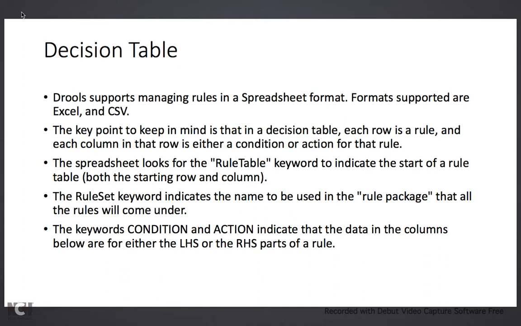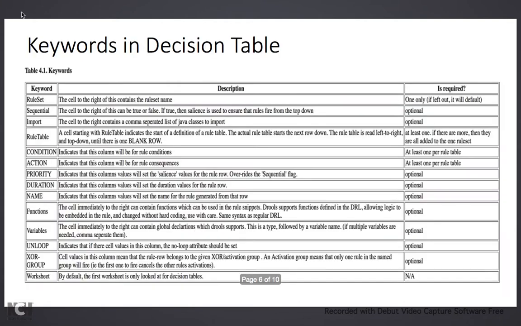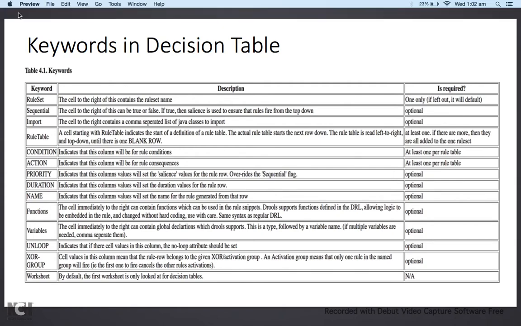It looks for the RuleTable keyword, and after that it checks each row for actually a rule. The RuleSet keyword serves for the rule package. The keywords Condition and Action indicate that the data in the columns below are either the LHS or the RHS part of the rule, similarly like when and then. So these are some of the keywords that are there in a decision table. So let me show you a decision table that we have made.